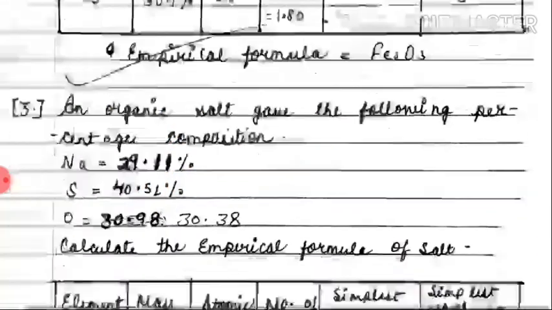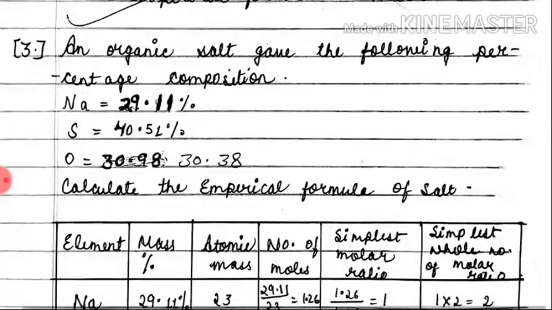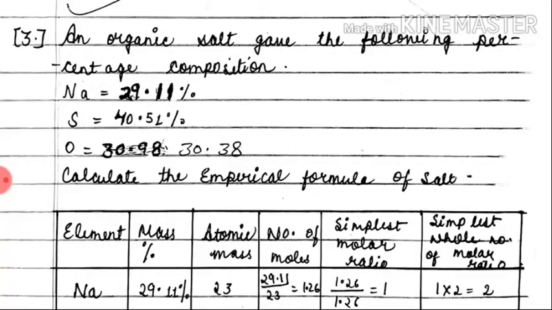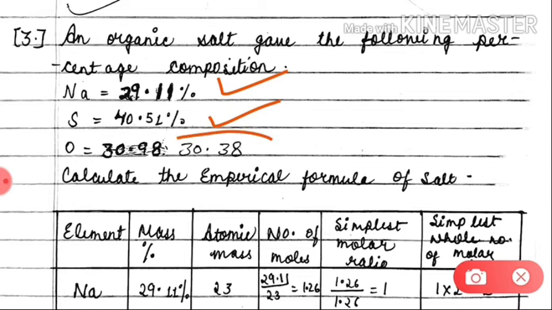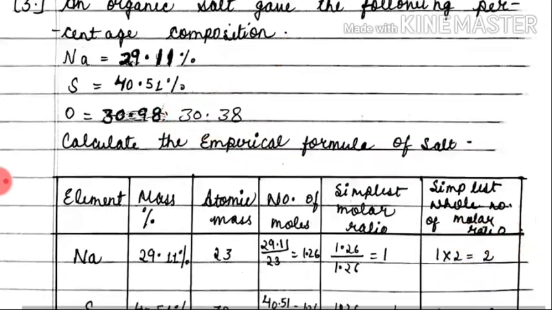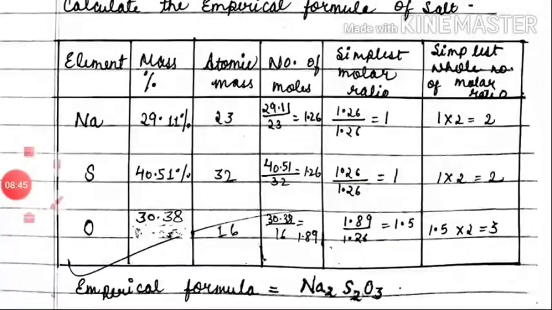Now we come to the next example. An organic salt gave the following percentage composition: sodium 29.11, sulfur 40.51, and oxygen 30.38. And what is asked? Calculate the empirical formula of the salt. So the same pattern we follow.